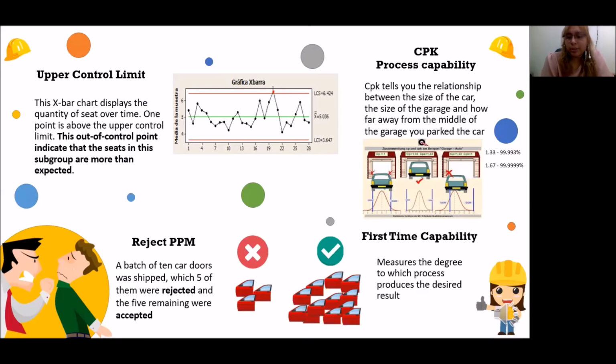That measures the degree to which the process produces the desired results, or the number of good units. So for these words, I chose the same example because it's easier. In a batch of 10 car doors shipped, 5 of 10 were rejected. In this case they are returned, and the 5 remaining were accepted, or in other words 5 are good units. And that's all.